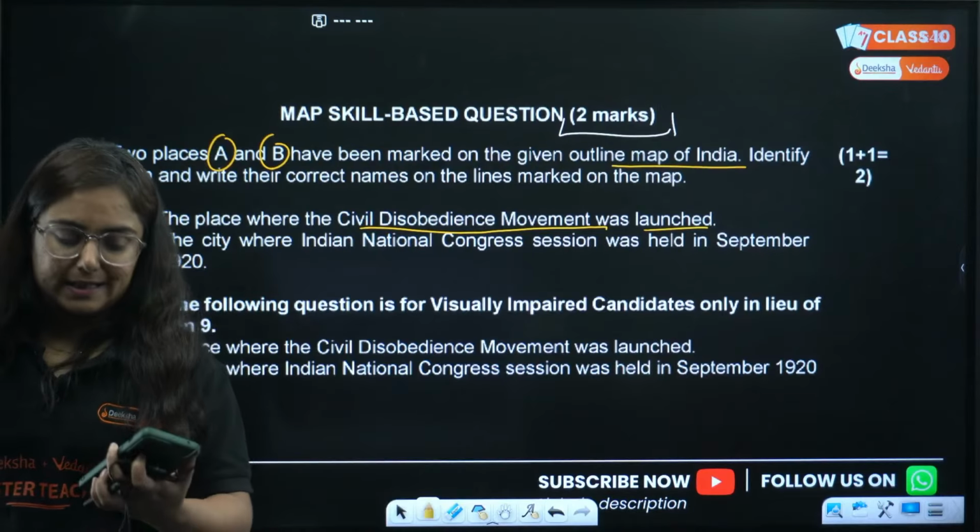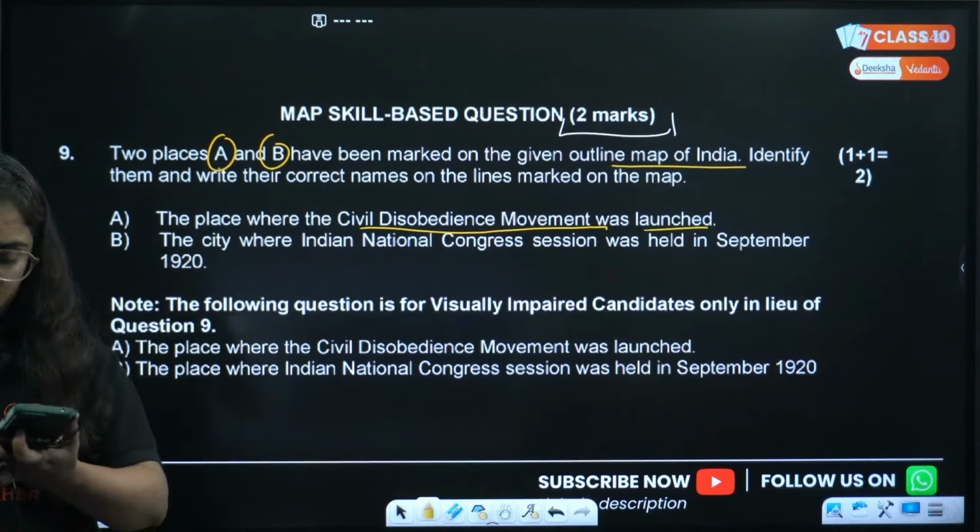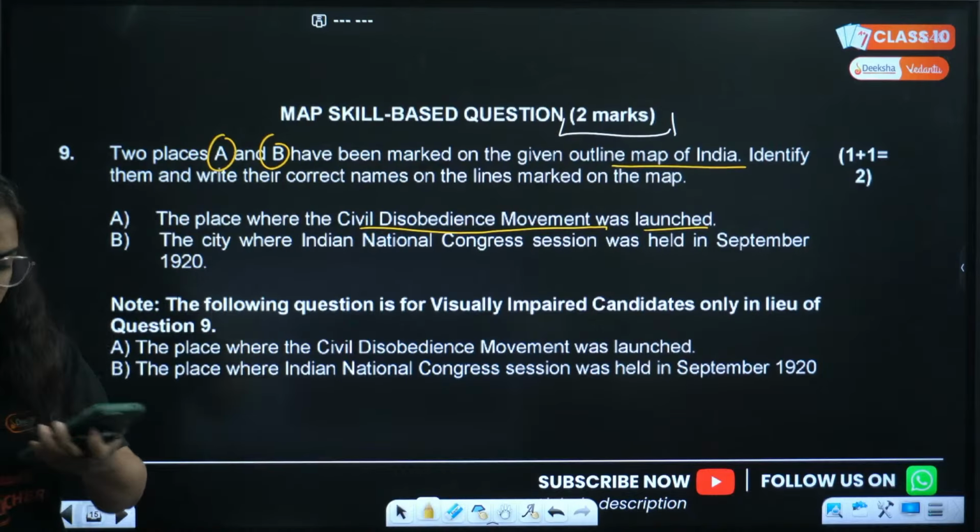Today we are solving the sample paper. You give attention to that first. Very good, Vaishnavi Mishra, A, that's Dandi. Yes, A, that is Dandi. It will be marked in the state of Gujarat.